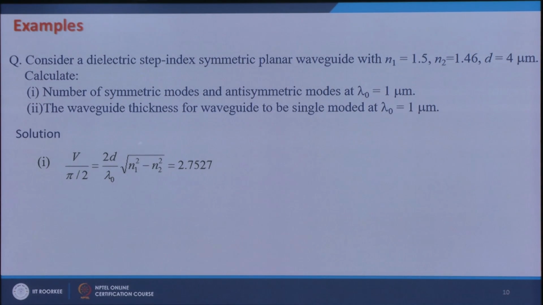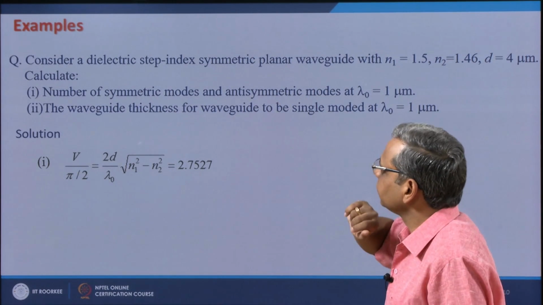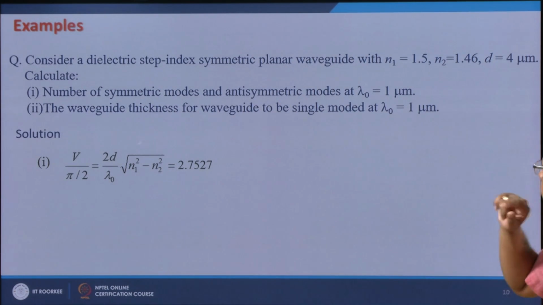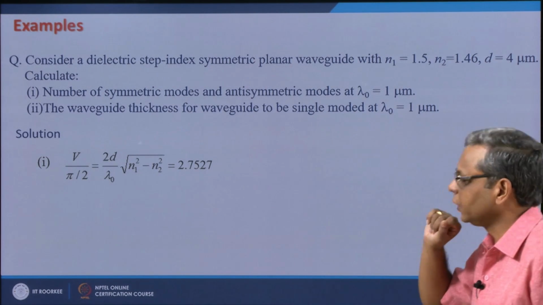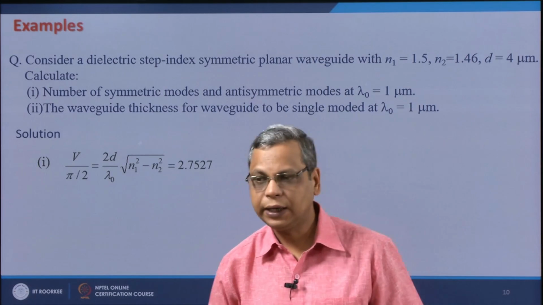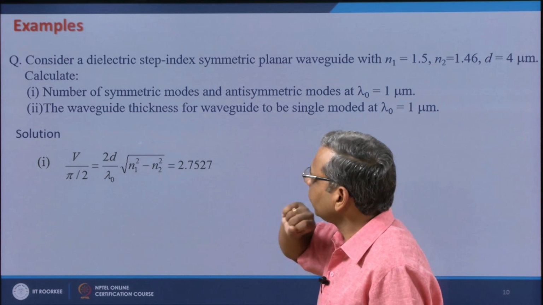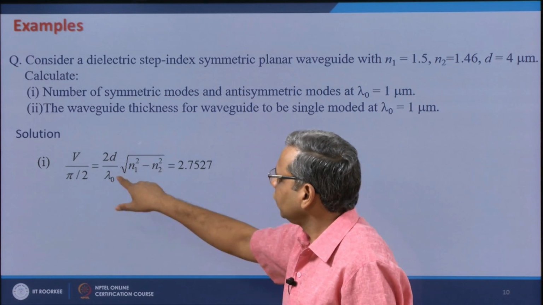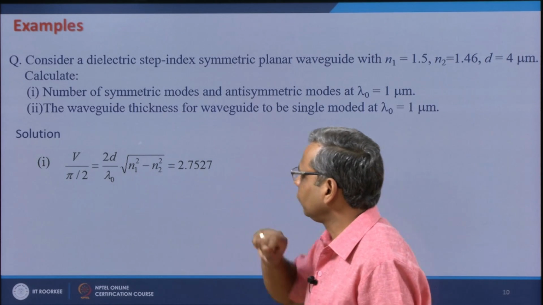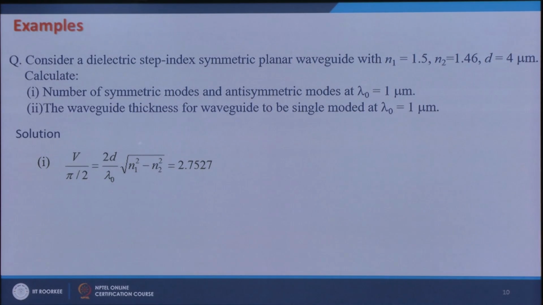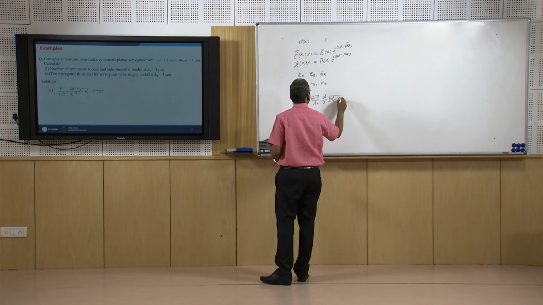Well, so let us first solve the first part. I know for the number of modes what I should do, I should find out the value of V and divide it by pi by 2. So, I should calculate V over pi by 2. V over pi by 2 comes out to be 2d over lambda naught times square root of n1 square minus n2 square, because we know V is equal to 2 pi over lambda naught times d by 2 times square root of n1 square minus n2 square.